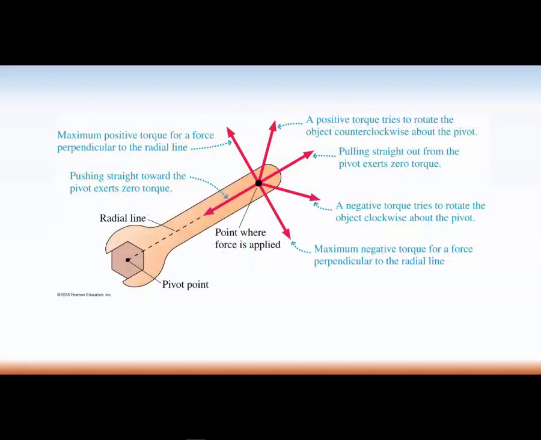Take a minute to check out this diagram, which comes from your textbook. This diagram shows various torques that would be applied to a wrench. Now if you'll notice, the two that act along the radial line produce no torque, whereas these two on top try to turn the wrench counterclockwise, so they would be positive, and the one that's perpendicular would be the maximum positive. Likewise, the two on bottom, which are attempting to rotate the wrench in a clockwise direction, would be negative, and the perpendicular one would be the maximum negative torque.